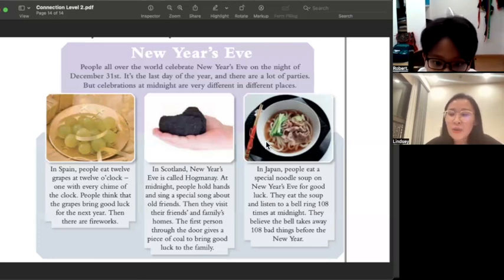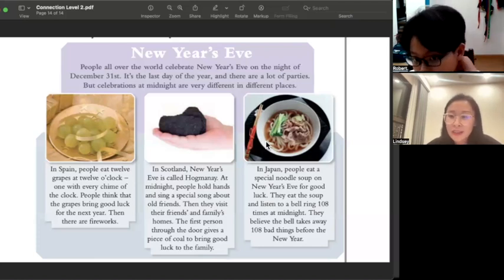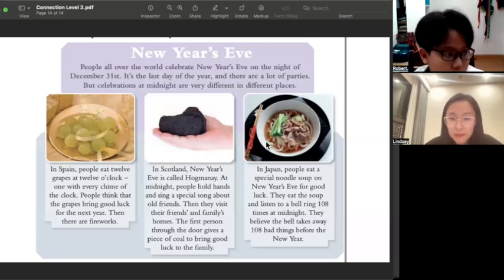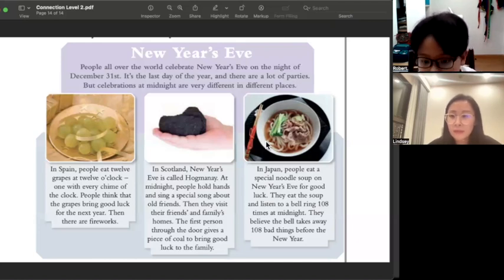In Japan, what do people eat on New Year's Eve for good luck? In Japan, people eat a special noodle soup on New Year's Eve for good luck. And how many times do they listen to a bell ring? They listen to a bell ring 108 times at midnight. Do you know why? Because they believe the bell takes away 108 bad things before the new year.